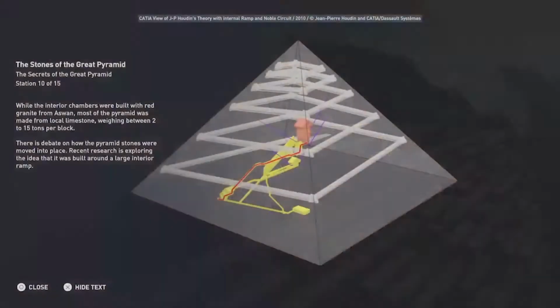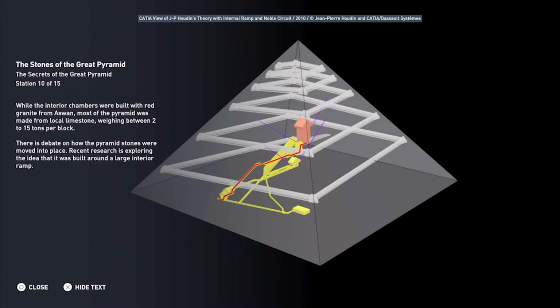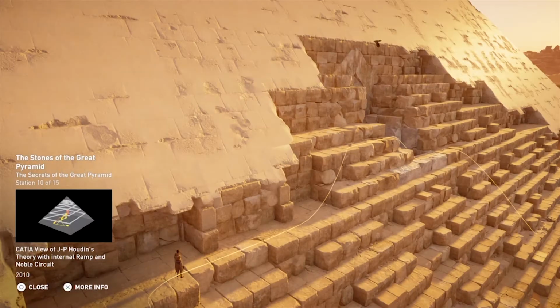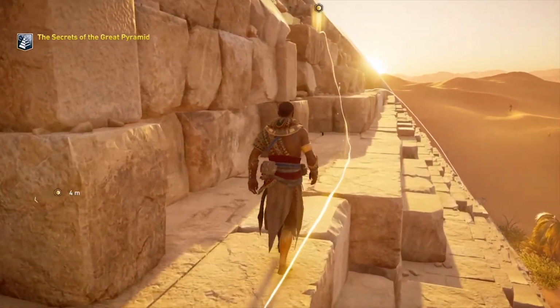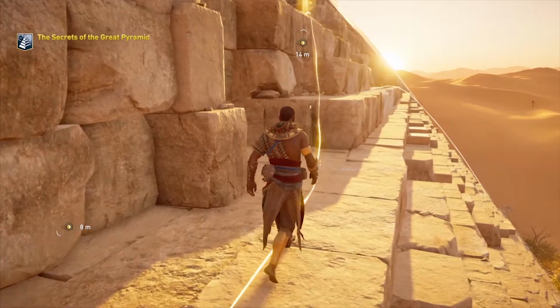While the interior chambers were built with red granite from Aswan, most of the pyramid was made from local limestone, weighing between 2 to 15 tons per block. There is debate on how the pyramid stones were moved into place. Recent research is exploring the idea that it was built around a large interior ramp.